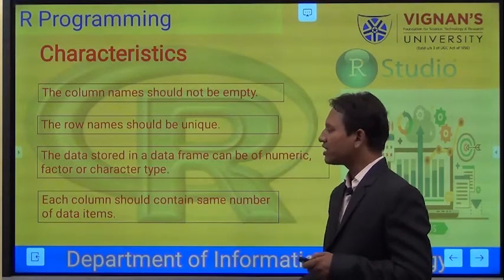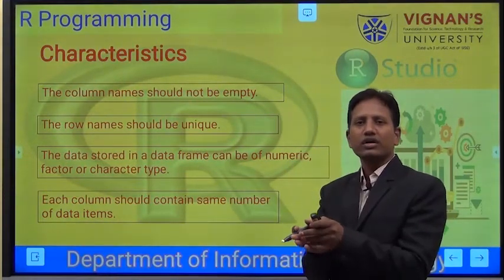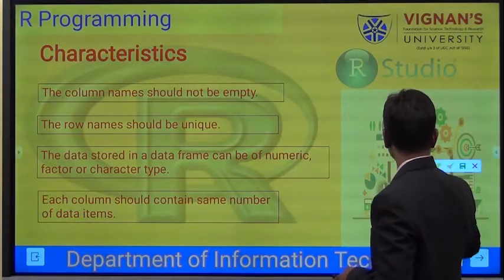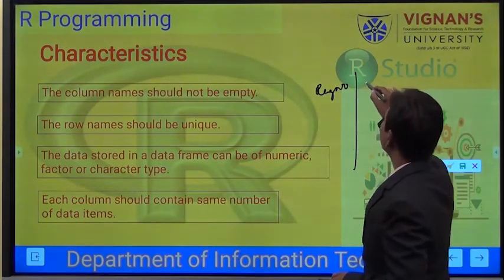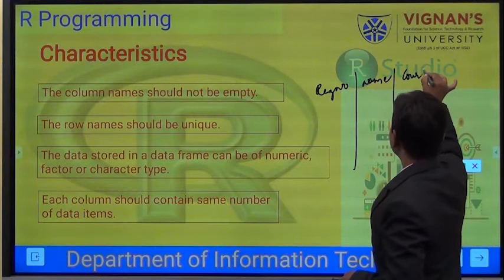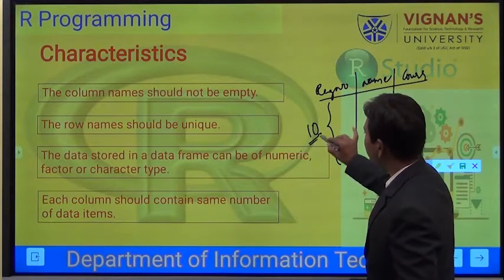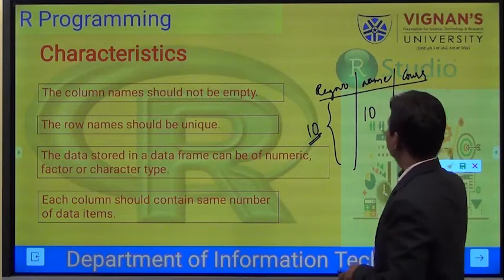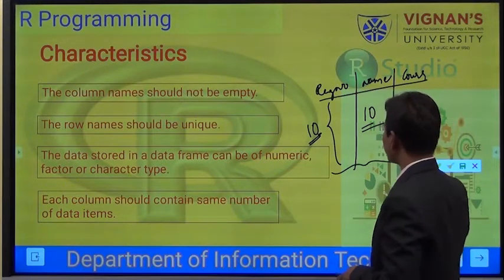And a column should contain the same number of data items. Okay. A column should contain an equal number. As I told you, register number, name, course. Here if we have 10 students, 10 register numbers, then you should have only 10 names and 10 courses, not more than these 10. The length must be the same.